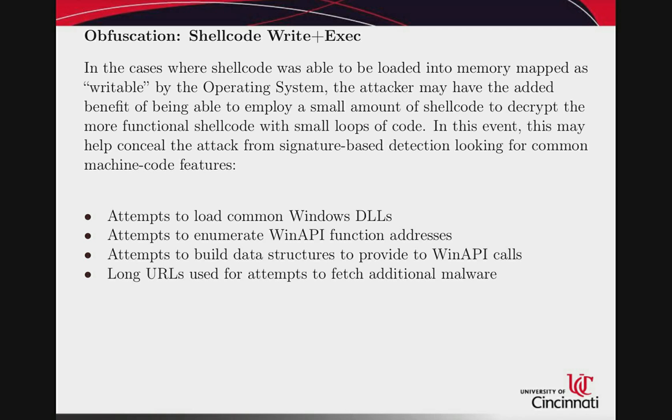Likewise, you may also not have access to where the Windows API functions have been mapped in memory. So you may have to go looking for those and try and enumerate them, and store all the different WinAPI function addresses after you look them up in a lookup table for yourself so that you can refer to them in the future. Then there are attempts to build data structures to provide to those calls as well.